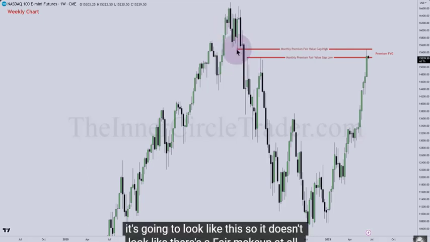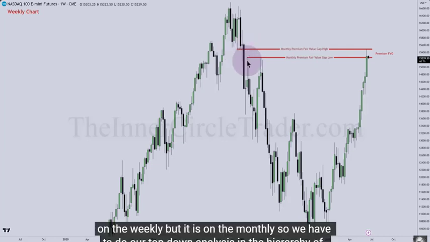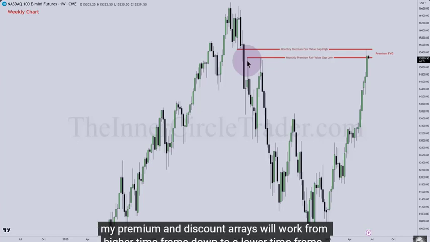Okay, and it's linked directly on the monthly chart, but then dropping down to a weekly chart, it's going to look like this. So it doesn't look like there's a fair value gap at all on the weekly, but it is on the monthly. So we have to do our top-down analysis, and the hierarchy of my premium and discount arrays will work from higher time frame down to lower time frame.